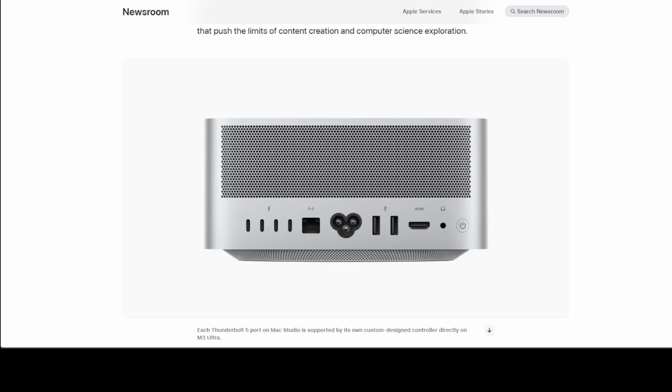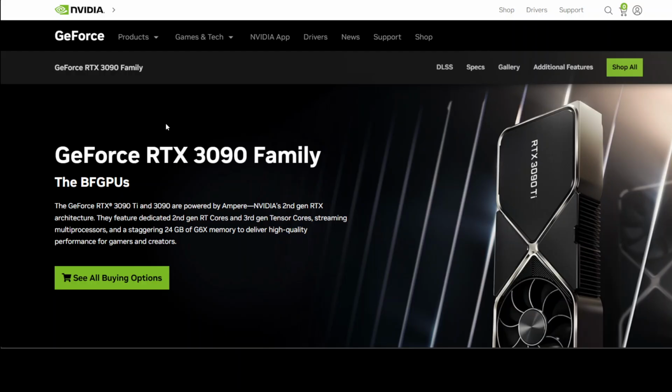Now, if you compare it to NVIDIA's RTX 3090, this RTX 3090 is quite a powerful discrete GPU based on NVIDIA's Ampere architecture. Unlike an integrated system on chip such as Apple's M3 Ultra, the RTX 3090 functions as a standalone GPU card that has been specialized for massive parallel computing workloads, deep learning model training, high performance AI computation, visual rendering, and even 3D graphics processing.